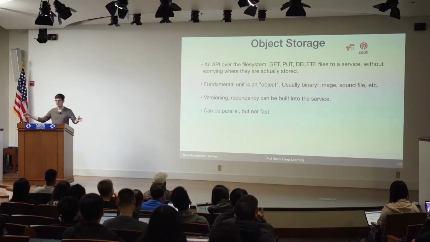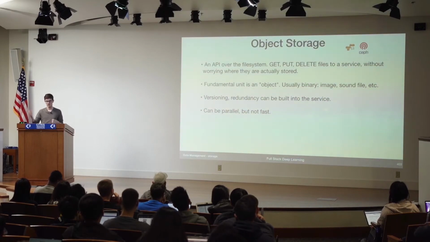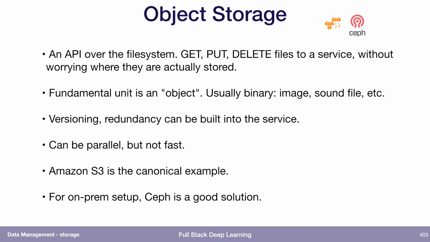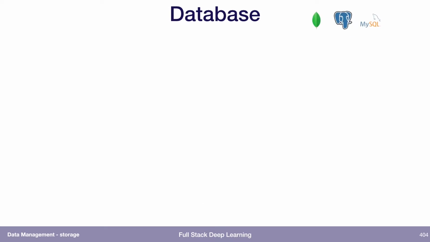And this can be parallel because if stuff is on different disks and you make a whole bunch of GET requests, you can actually be reading from all these disks in parallel. But it's usually not fast because of this additional layer. And it usually has to support multiple people reading at the same time. So Amazon S3 is the canonical example of this. If this has been mysterious so far, this is really just S3. But you can also set this kind of stuff up on-prem. So Ceph is what people use to do that. But object storage is pretty crucial to modern day workflows.